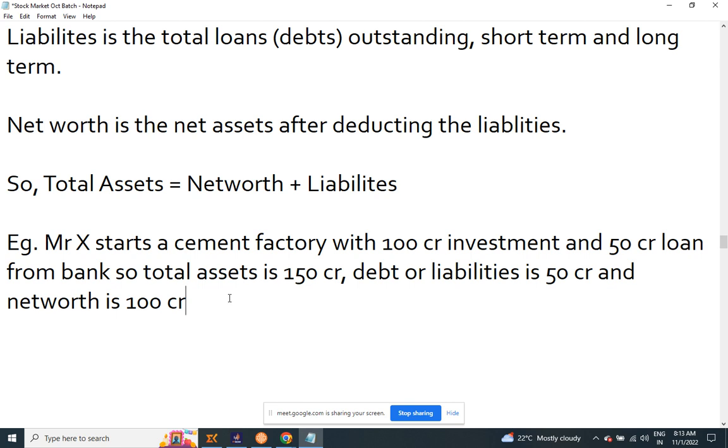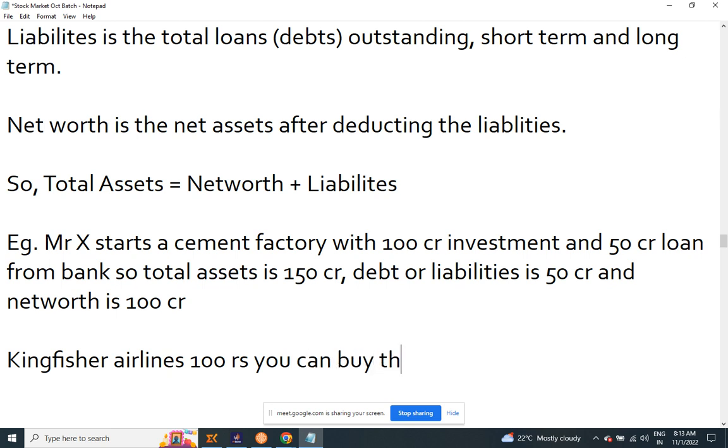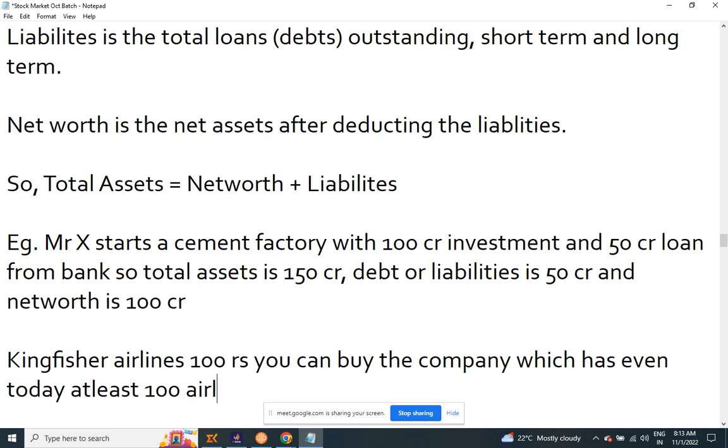Now, you may find several companies available at a very compelling valuation. Example, Kingfisher Airlines. Just for 100 rupees, you can buy the company, which has, even today, at least 100 aeroplanes. What is the logic here now?